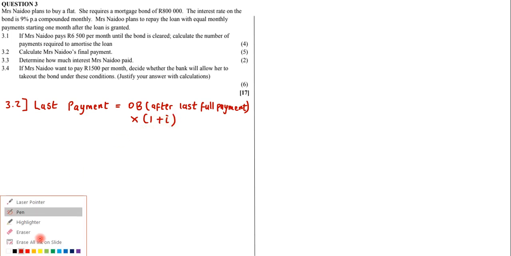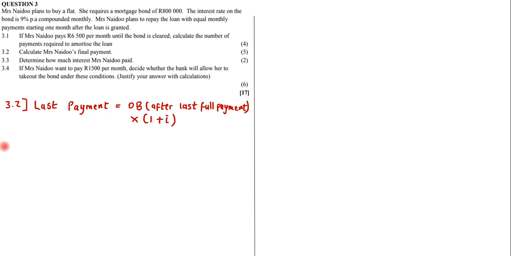So which means that the first thing that we need to do in order to calculate the last payment is to calculate the outstanding balance. Now, what is the formula for the outstanding balance? The outstanding balance is the compound, P(1 plus I)^n minus the future value, X[(1 plus I)^n minus 1] over I. This is the formula that you use for the outstanding balance.